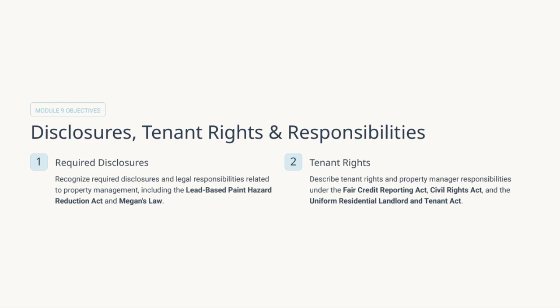Moving on to tenant rights, it's important to recognize the required disclosures property managers must make. This includes informing tenants about potential hazards like lead-based paint, which is covered under the Lead-Based Paint Hazard Reduction Act. Landlords must disclose any known lead hazards before a lease is signed. And under Megan's Law, landlords are also required to inform tenants if there are registered sex offenders in the area. Understanding these disclosures and legal responsibilities helps us ensure transparency and compliance, protecting both tenants and property managers. This is all about creating a safe, fair, and informed renting experience.